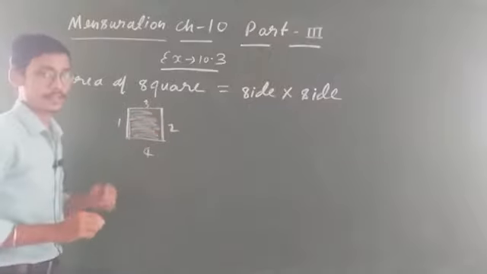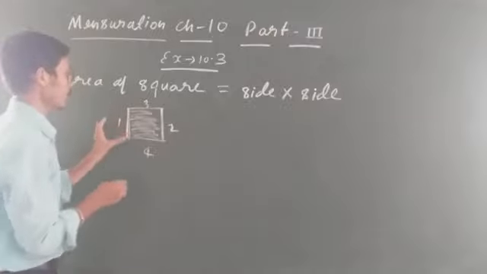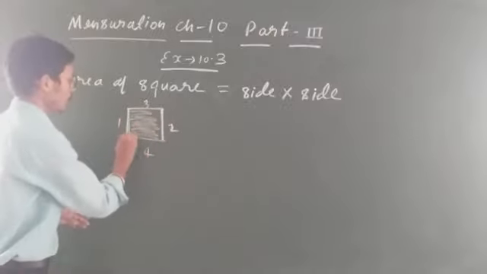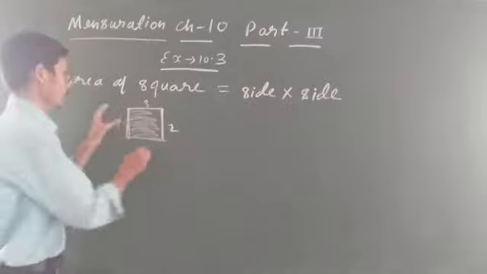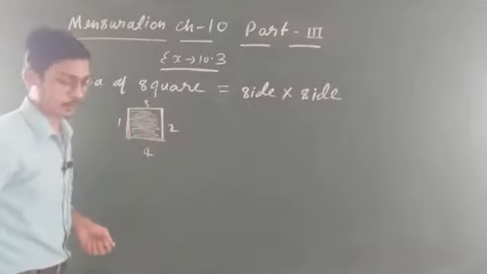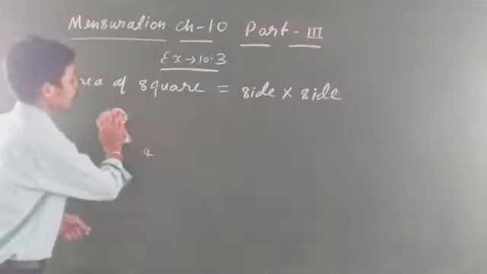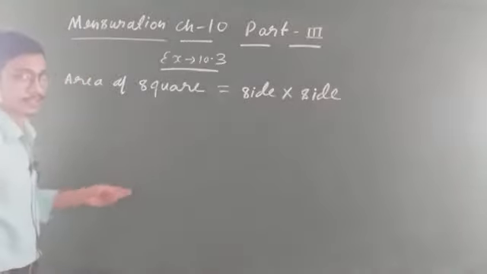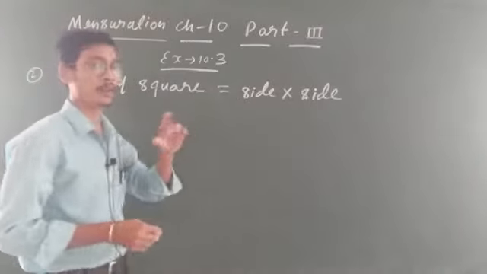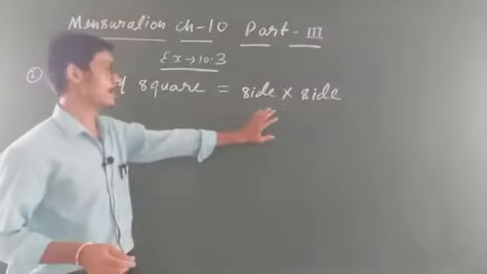ठीक है ना? Inside. And perimeter means the boundary. You have to find out the total length of the boundary. But in area you have to find out this inside. Clear? So this is the concept of area and perimeter of a rectangle. We discussed it in the previous video. Here I am giving only an overview. So area of square is side into side.